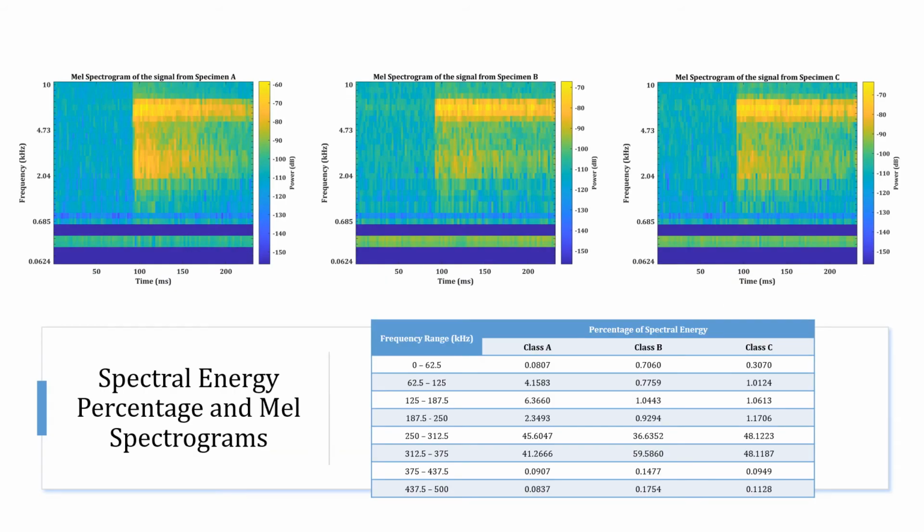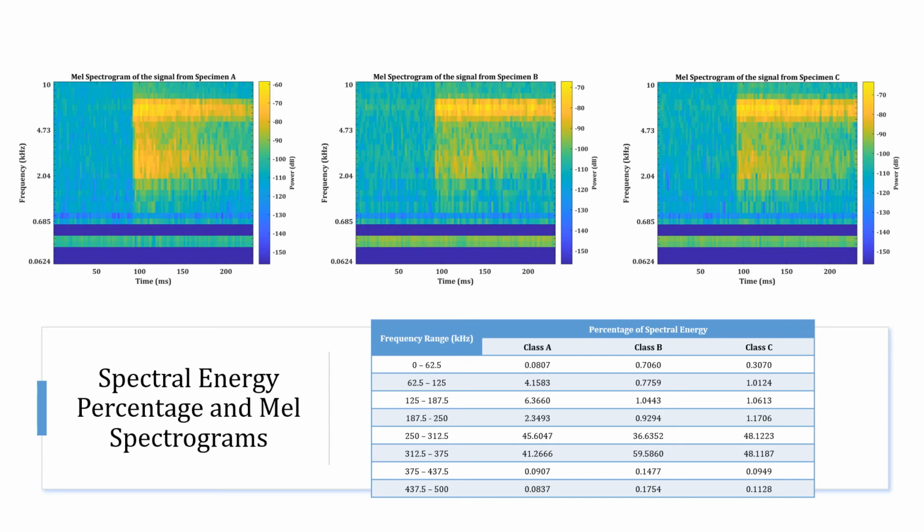The percentage of spectral energy calculated using wavelet packet transform for each of these signals also shows the attenuation differences in terms of frequency. But why did we go for MEL spectrograms while we could have presented these results in terms of the histograms of the wavelet packet transform? Because we wanted to use these waveforms as an input for training our deep neural network models.